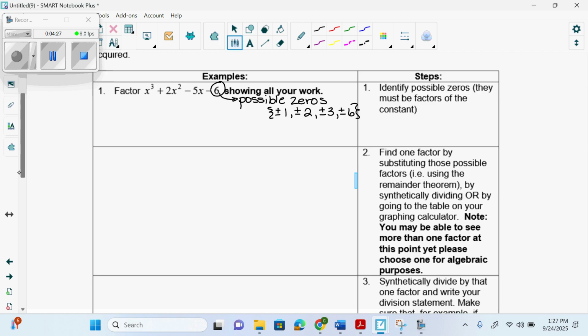Possibly. So could you go and maybe cheat a little and type this into your y equals, and then go to the table of values and look for an x-intercept? Go. So type in x cubed plus 2x squared minus 5x minus 6 into your y equals. Put it into your y equals.